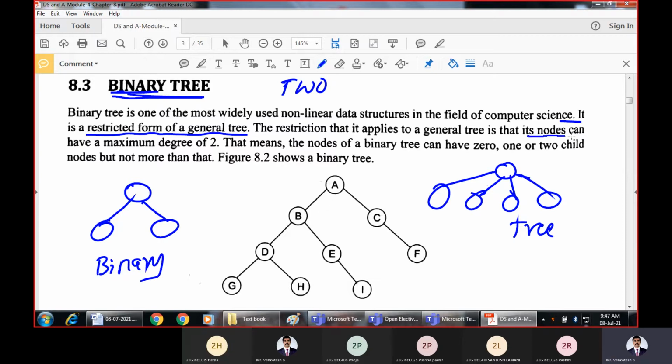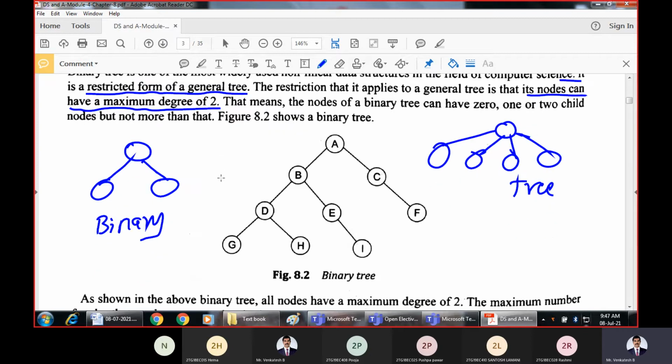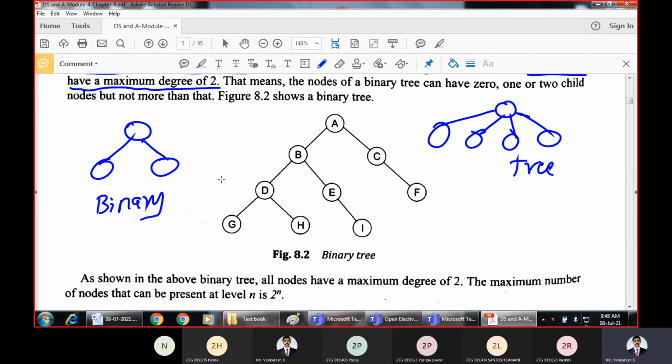The nodes of a binary tree can have a maximum degree of 2. So the meaning here is that every node in a binary tree can have a maximum of 2 children, not more than that. That's why it is called a binary tree. A node can have 0 children, 1 child, or 2 children. That is the possibility. So all these are examples of a binary tree. Otherwise, it is not a binary tree.